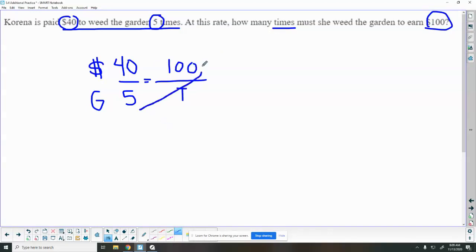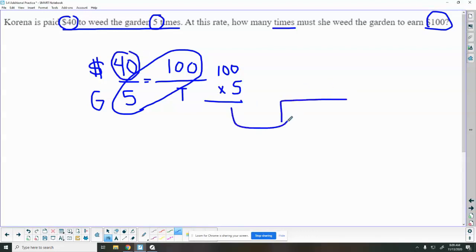So I notice that 5 and 100 are my crisscross numbers. So I'm going to do 5 times 100. And then my leftover number is 40. So this is what goes inside the division box, 100 times 5. And then we're dividing by 40 to see how many times she has to weed the garden to earn $100. So set up your problem, do your crisscross, that goes inside the division box. The leftover number is what we're dividing by.